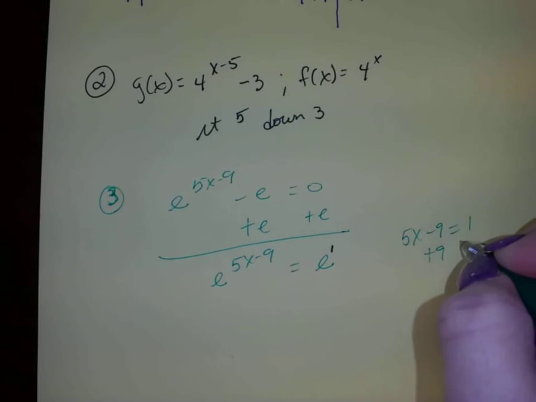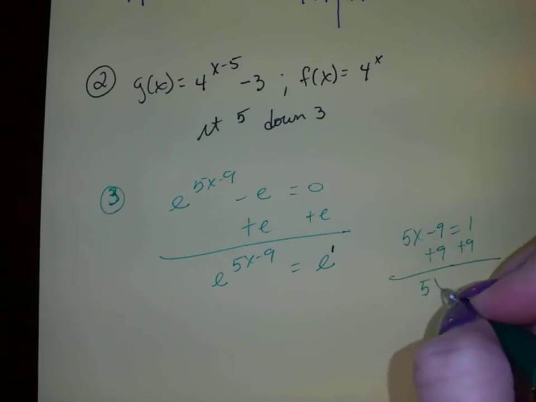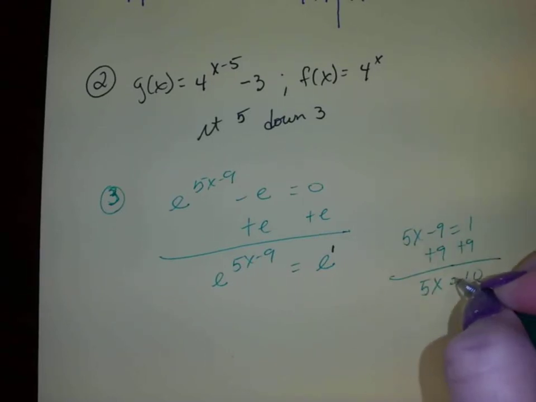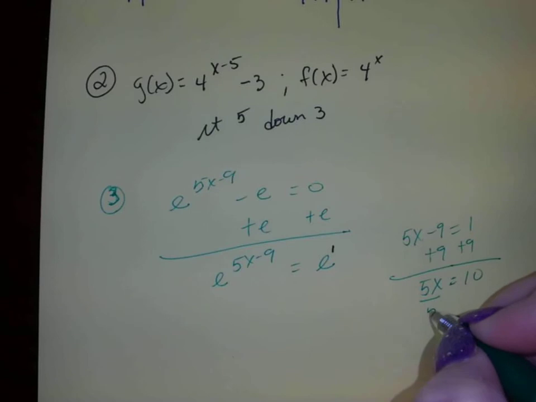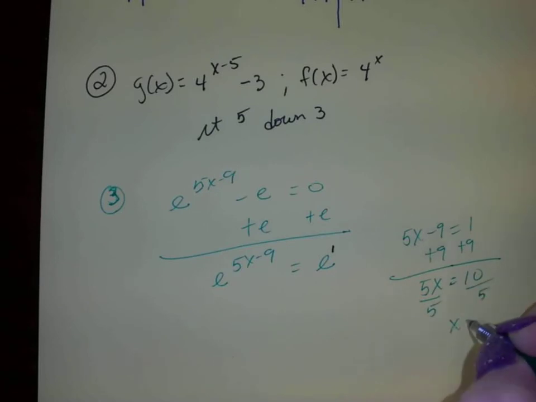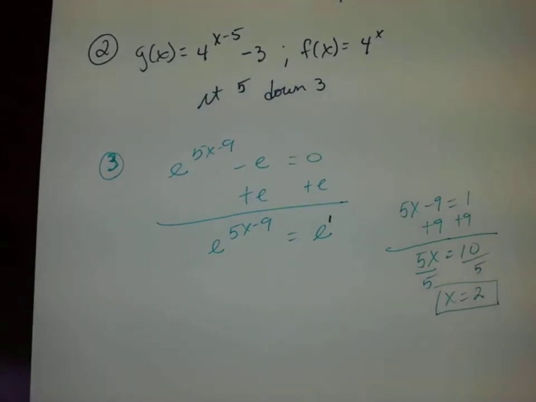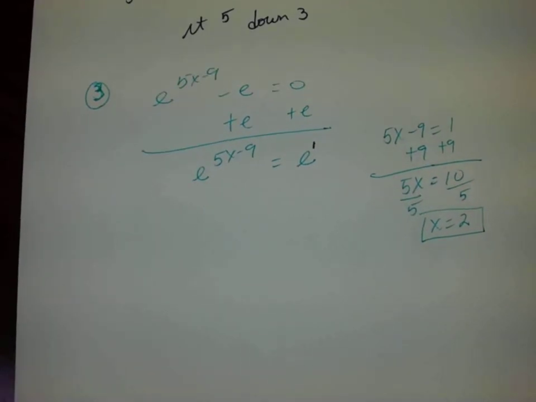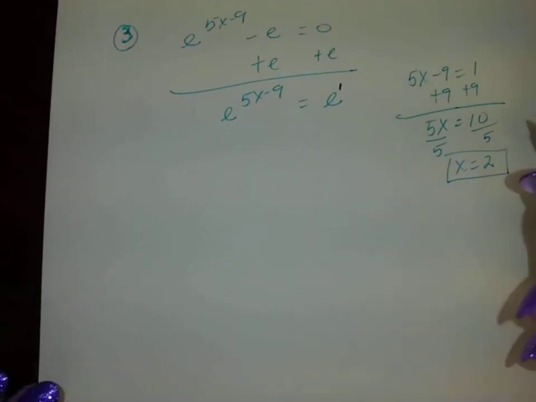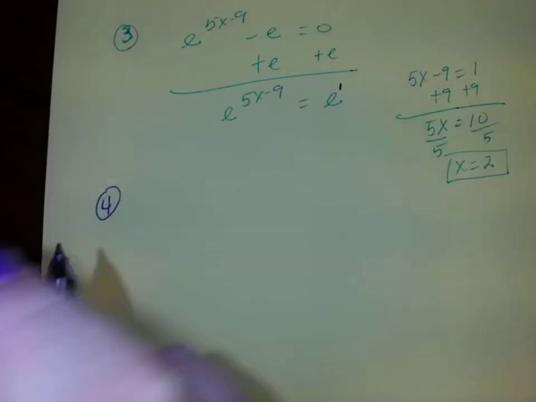Let's add our 9 over. We get 5x equal to 10. Divide by 5. x will be equal to 2. And that's our answer. All right, next question, number 4.